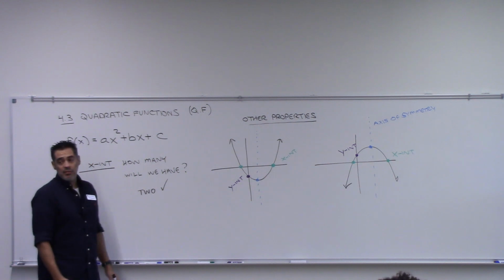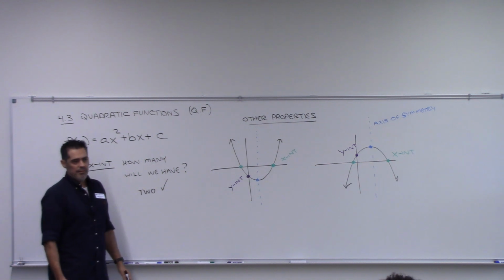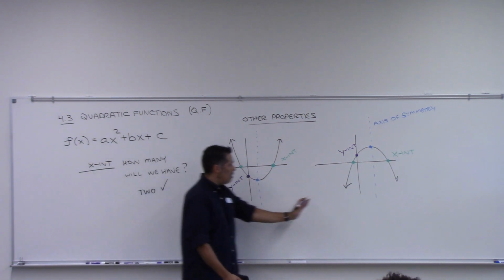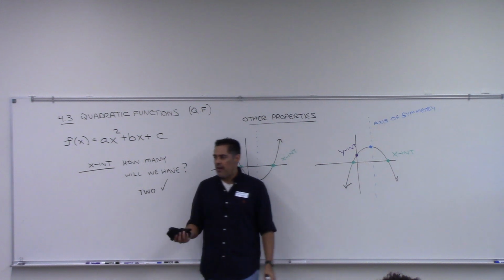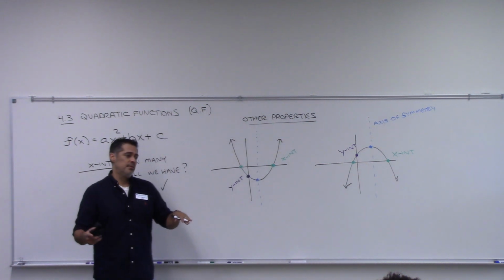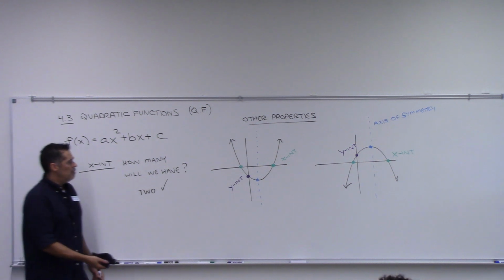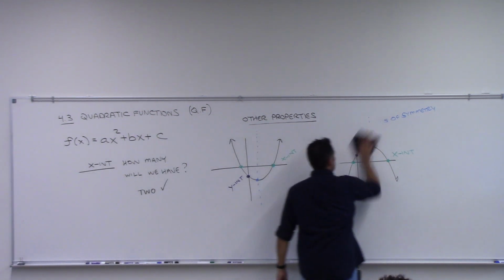All right, can you have 3? No? 4? Is that obvious to everyone that there's no way, if you draw a U like this, or you draw it like this, that you could ever hit the x-axis more than twice. Is it possible to have 1? Yes. How? What would it look like? Let me draw an example over here.